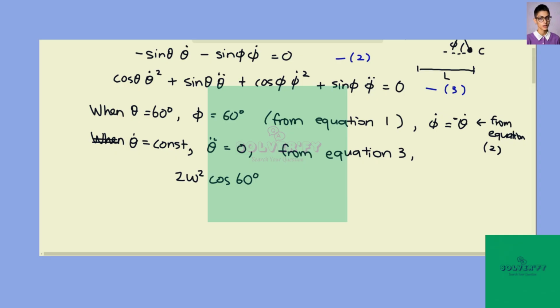So we can see that this term and this term are the same. We combine them to give 2 omega squared cosine 60 degrees, plus sine 60 degrees phi double dot equals 0. So phi double dot is equal to minus 2 over root 3 omega squared, which is equal to minus 1.16 omega squared.